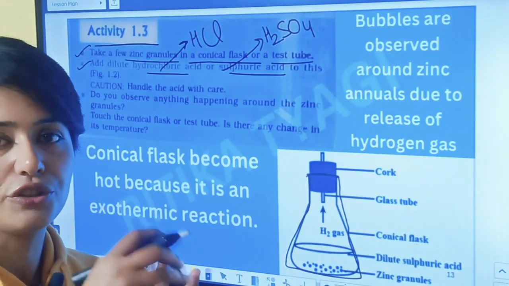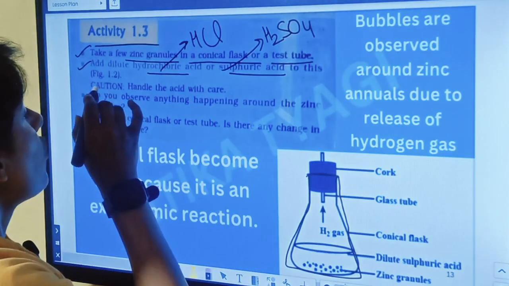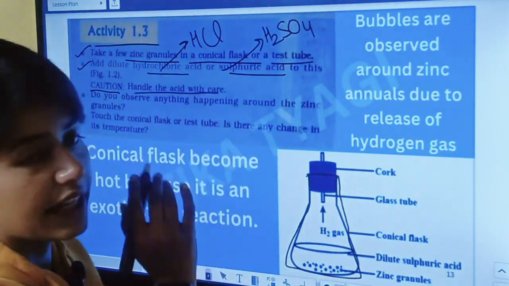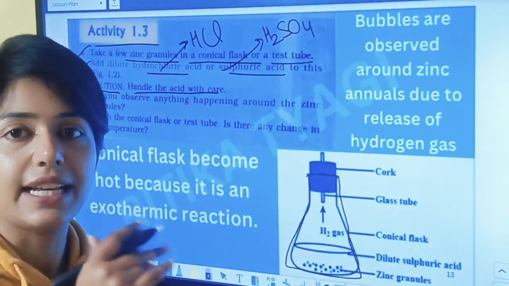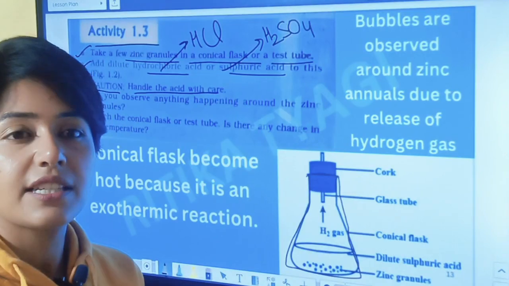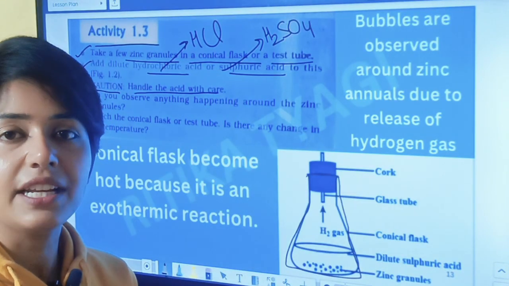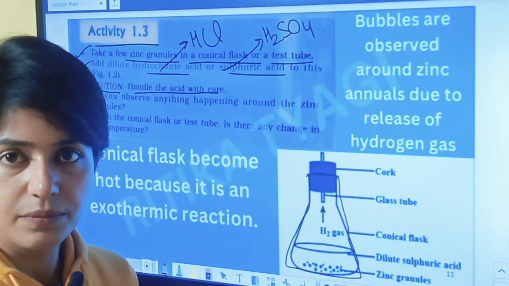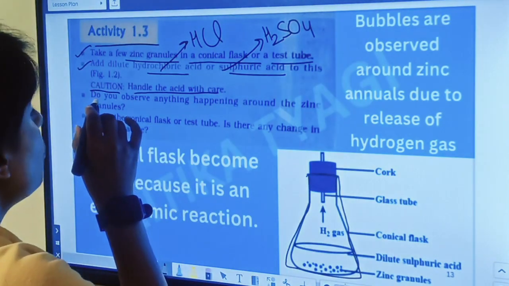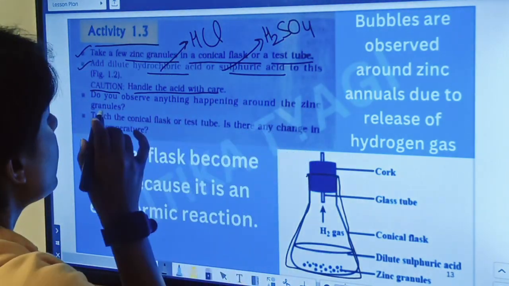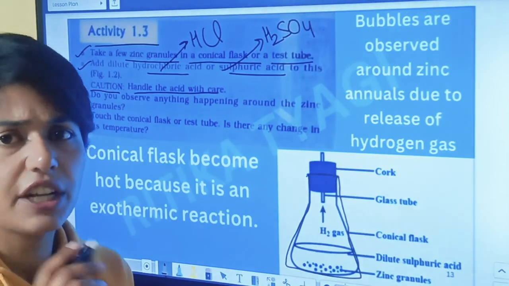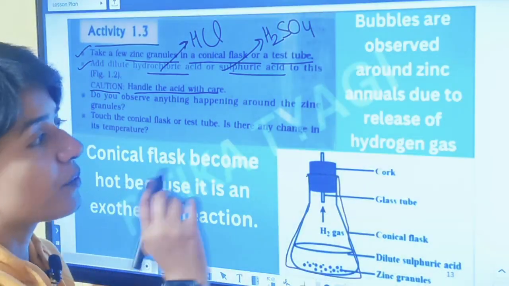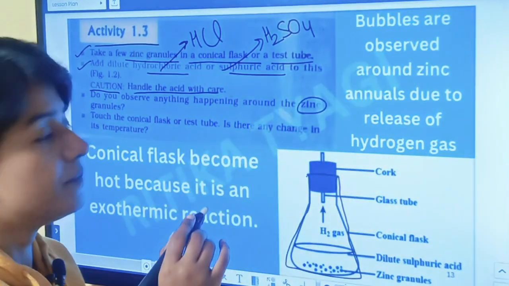Dilute means a solution with water. Caution is that handle the acid with care. We have to handle the acid with care because acid causes severe burns when it comes in contact with our skin or with our clothes. Do you observe anything happening around the zinc granules? Observation. What are your observations now? What are you observing around zinc granules?